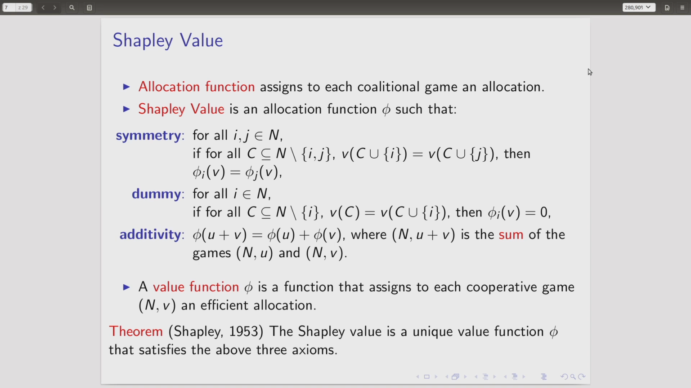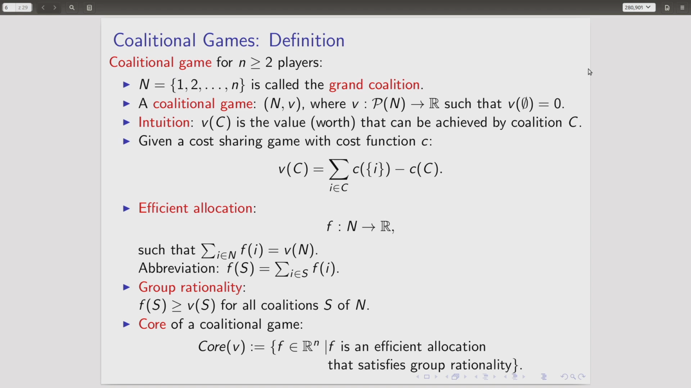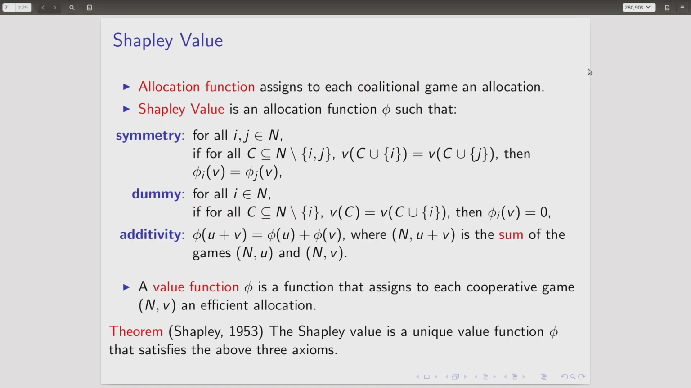So let me summarize these definitions so far. On a previous slide, we had one allocation. It was here. But now we parameterize this allocation by a game. So this game is an argument of this phi. So phi has a subscript, which is the player, and the argument, which is the game. So what happens here is that we have a set of axioms for such a general function which in each game should behave in a meaningful way, according to the three axioms.